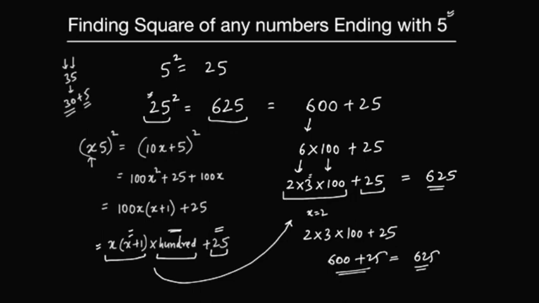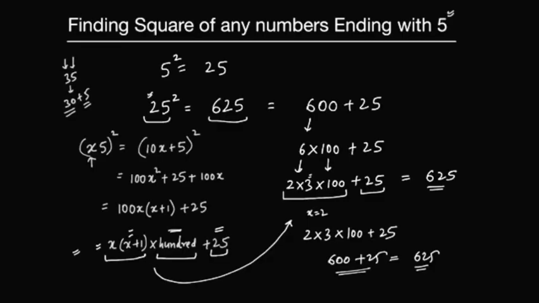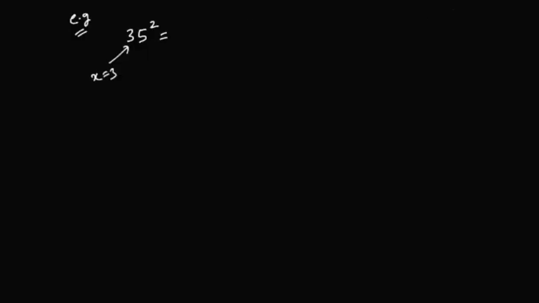I hope you have understood the logic and the fundamentals behind this. Now let us do one more example for more clarity. Let us take 35 square. So what we usually do to find the square of 35: here x is 3. Then what next to do? As we have learned in the formula, x plus 1 into 100 plus 25.